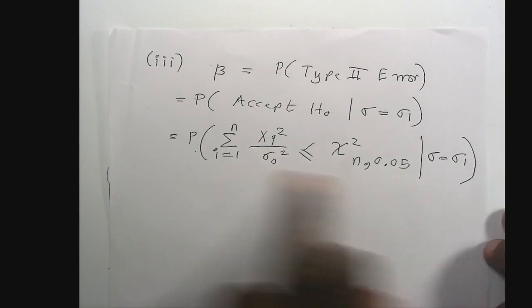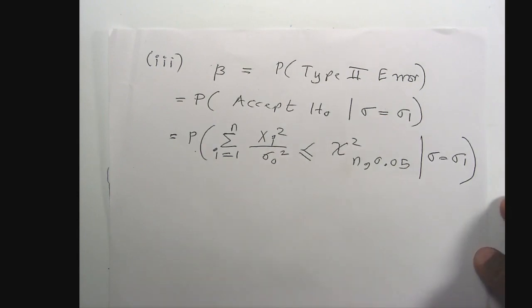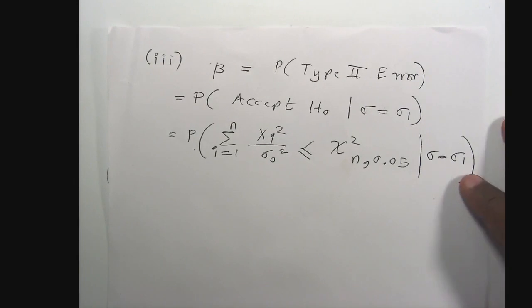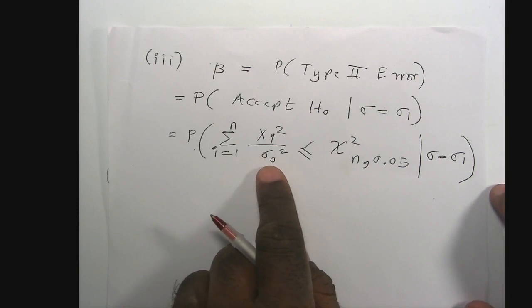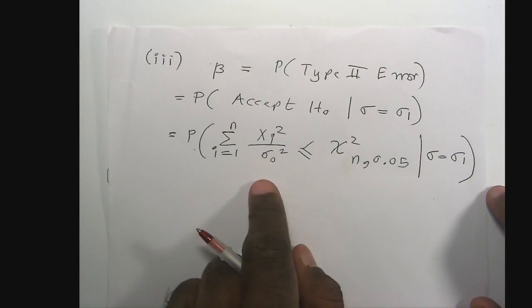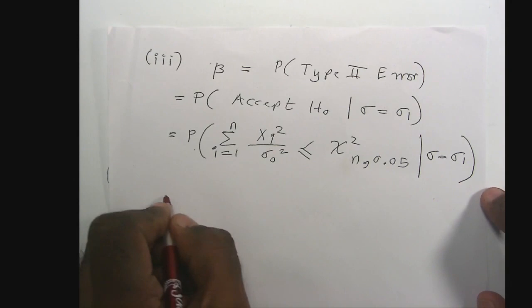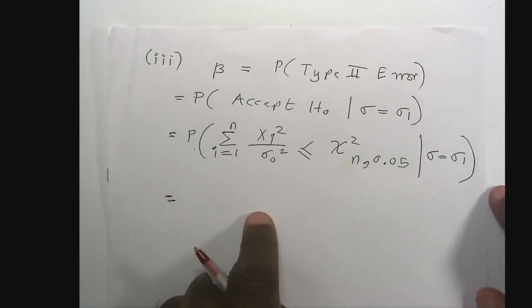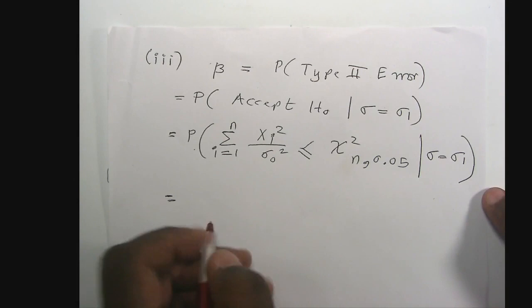Now, to work out this probability, you must realize that we are conditioning on the fact that the true value for sigma is equal to sigma 1, whereas the value that we are dividing by here is sigma 0 squared, which is not the true value of sigma. So what you should do, I think I've done this before the Easter break, you may remember I did examples like this, right? So the first thing you must do is the following.